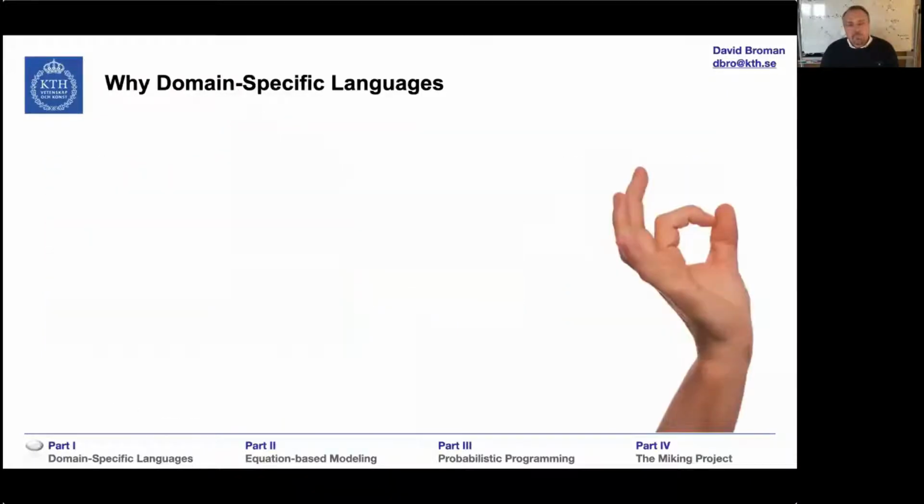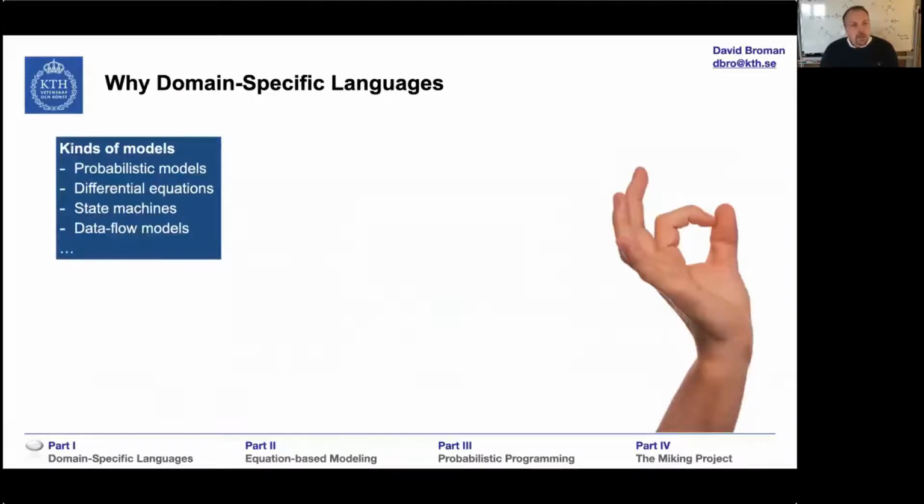So models are described as an abstraction. And there are different kinds of models. You can talk about probabilistic models. You can talk about models where the model is just a differential equation describing some dynamic behavior. Models can be state machines, it can be timed state machines. You can do model checking on such machines. You have data flow models and so forth. There are various different models, and they are expressed in some sort of formalism, giving the semantics of these models.